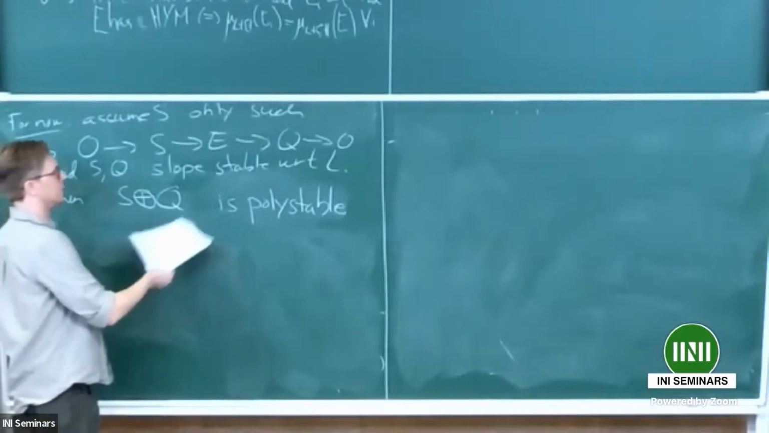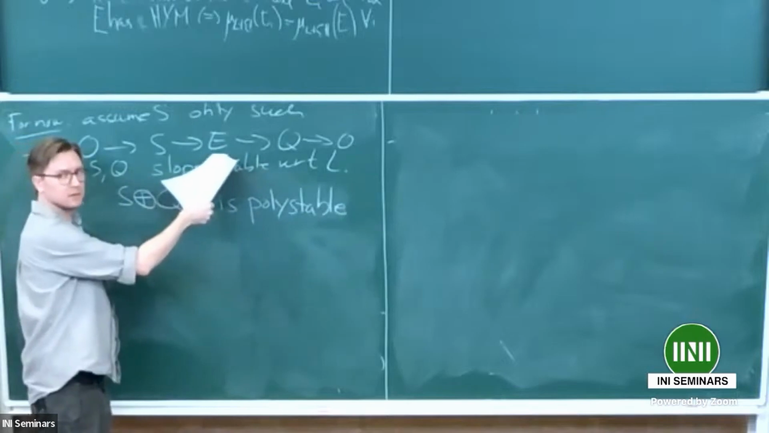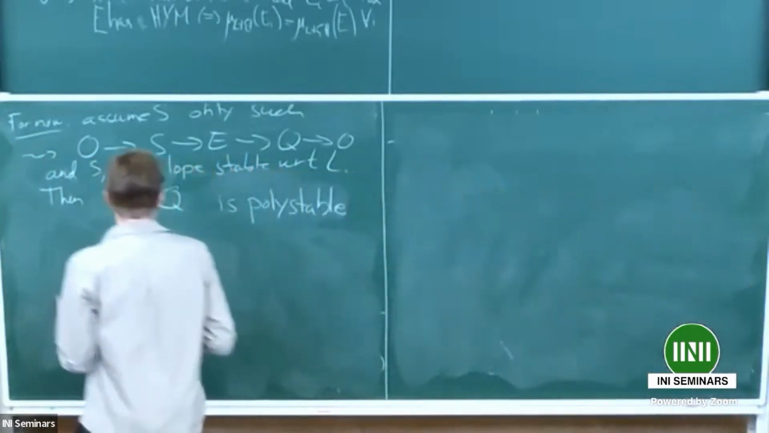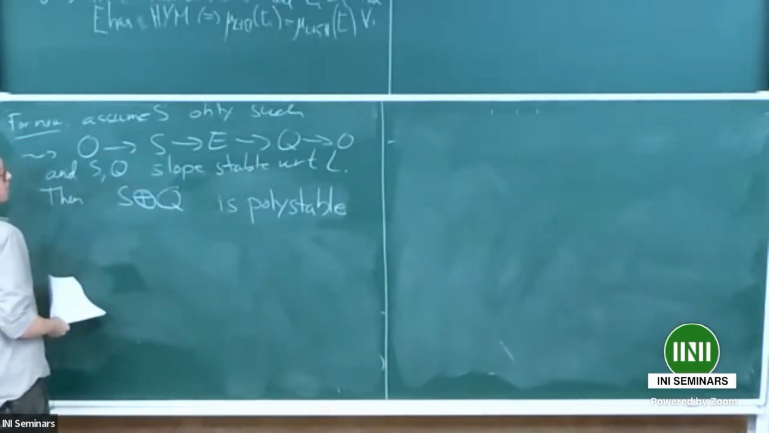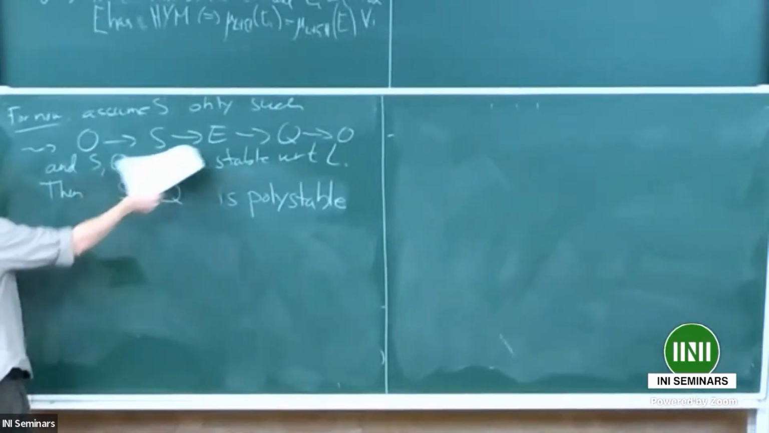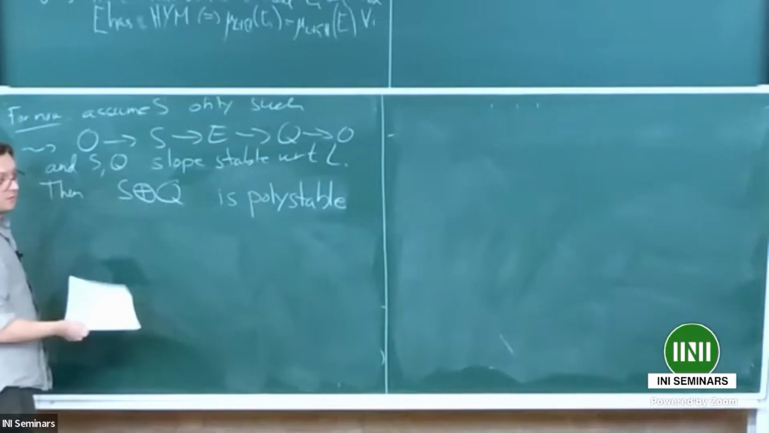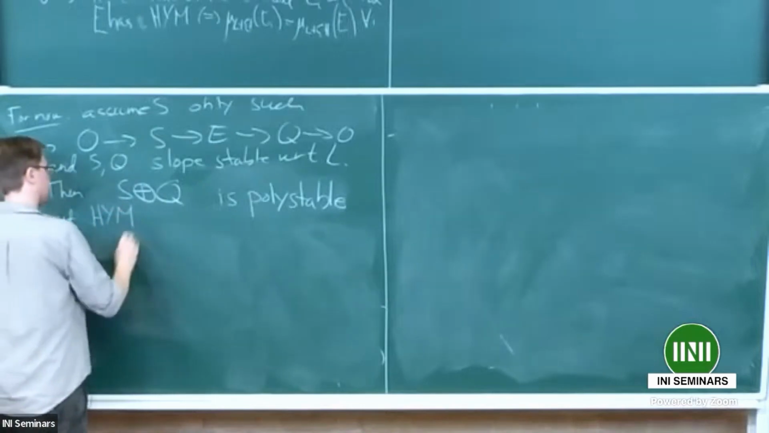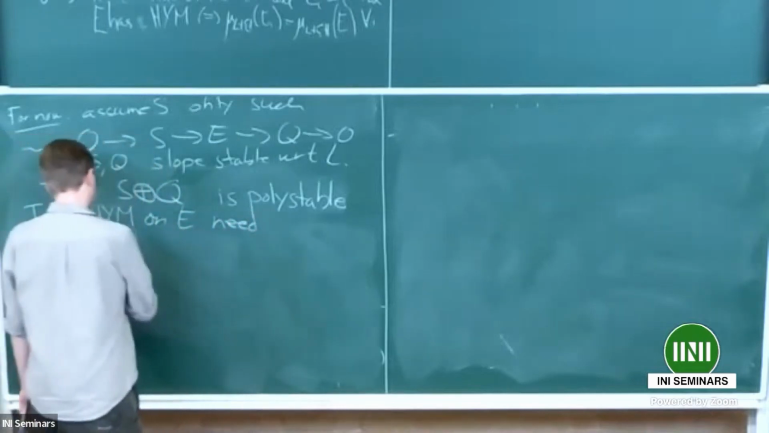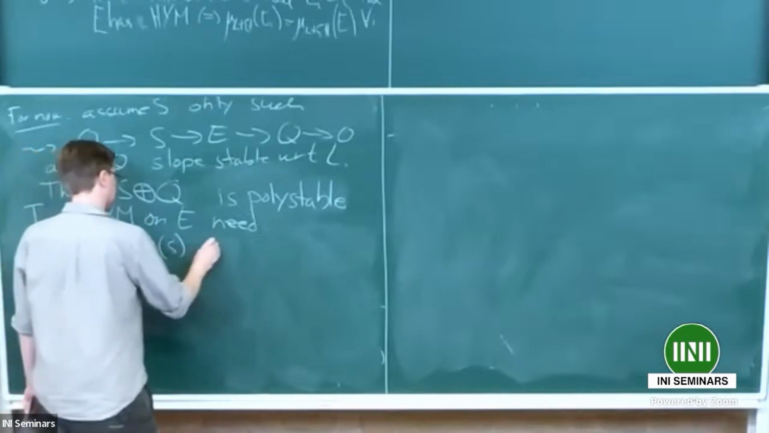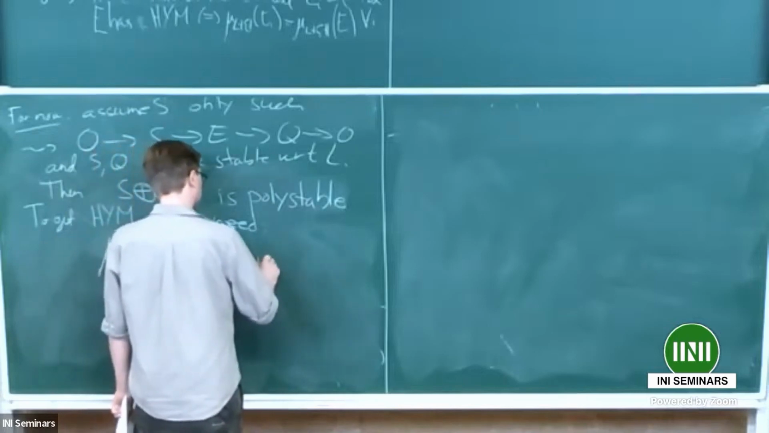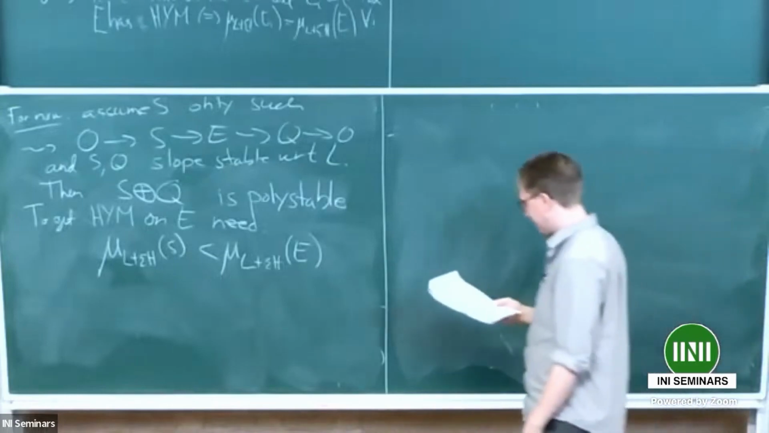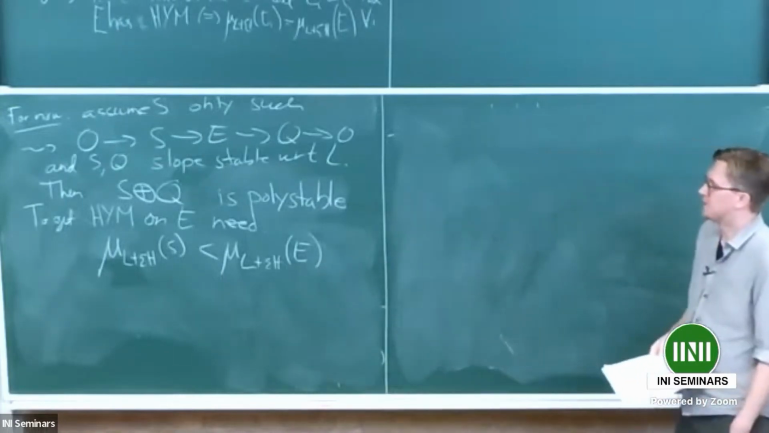But now we want to see if, when we perturb L, we can make E go into the stable part. So if we want E to be stable with respect to a perturbed polarization, we certainly need that the slope of S becomes smaller than that of E. That's a necessary thing from the algebro-geometric side. So to get Hermitian-Yang-Mills on E, we need that when we perturb the polarization, the slope of S becomes smaller than that of E. Now it's equal at epsilon equal to 0, sorry. But we want it to become smaller. And the hope is then that this is the only obstruction.